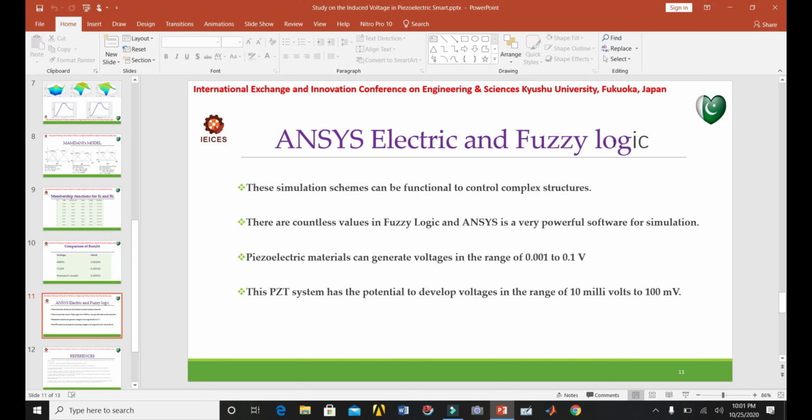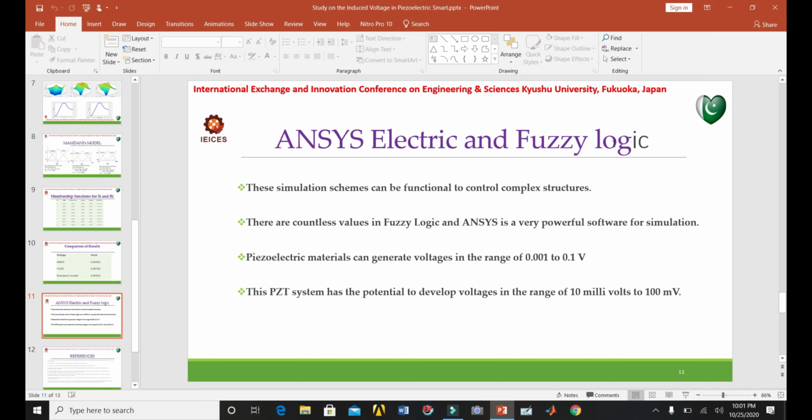The output voltage and current produced from the PZT system are very low. Therefore, the charging time of the battery is increased. It can be utilized to charge a battery. The voltage obtained through both simulations using Mamdani's principle is enough for charging any type of battery through piezoelectricity. Our PZT system has the potential to develop voltages in the range of 1 millivolt to 100 millivolts. These PZT systems are needed for sensors and actuators that can enhance the charging process.